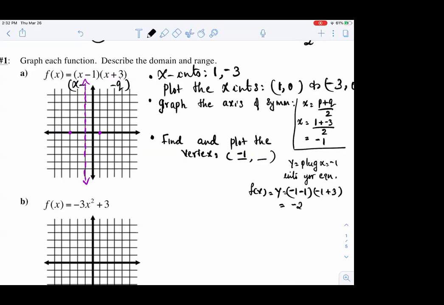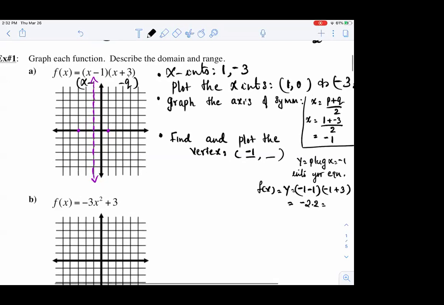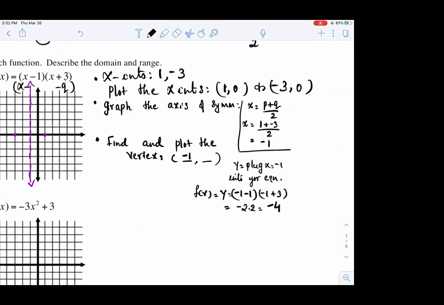This is -2 times 2, which is -4. So what is the y-coordinate of the vertex? -4. Okay, so the vertex is (-1, -4).